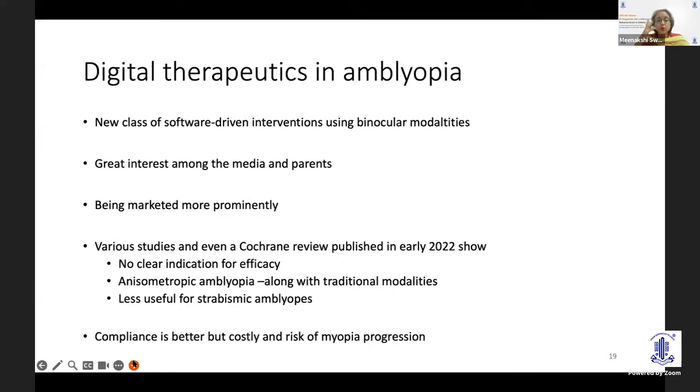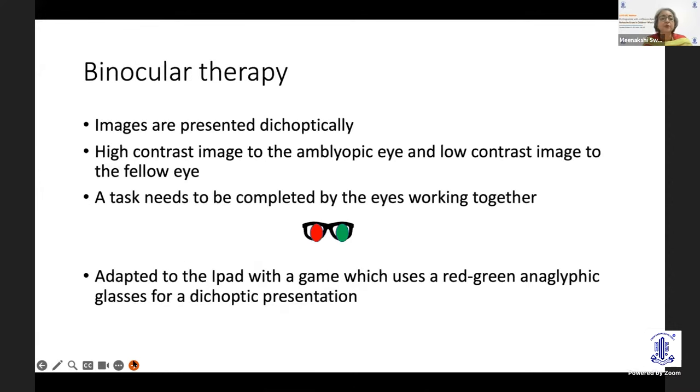Various studies and even a Cochrane review published in early 2022 show no clear indication for efficacy, but they seem to be pretty good at picking up anisometropic amblyopia. They're not really good for treatment of strabismic amblyopes, but for anisometropia, they do well. And compliance is better, but costly.